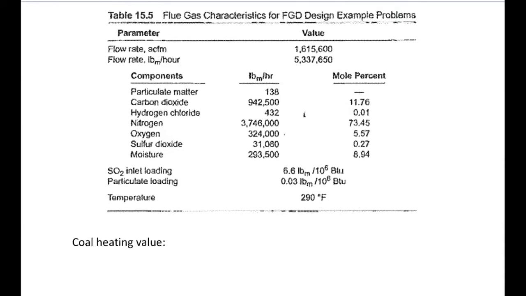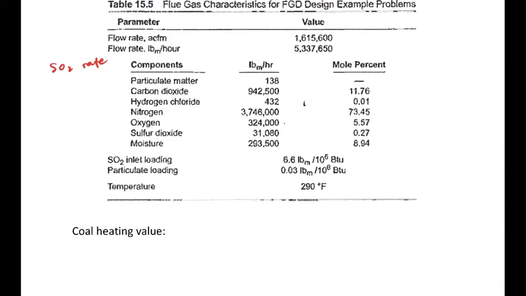If you recall from our first class or second class, when we calculate the sulfur dioxide emission rate, what we need to know is the coal heating value, right? I think you can find this value from the fact sheet about the Eastern Kentucky coal. So if you have the heating value and the capacity of our coal-fired power plant, then we should be able to calculate the sulfur dioxide emission rate, right? And that's going to be in tons per hour, right?